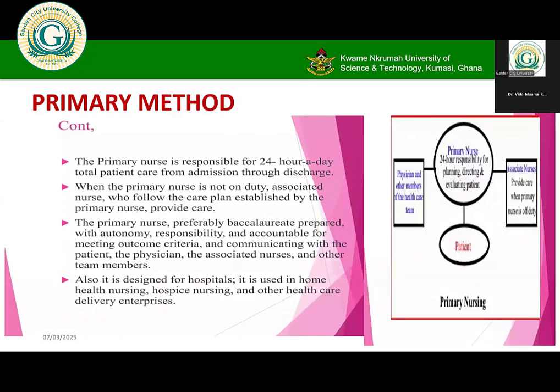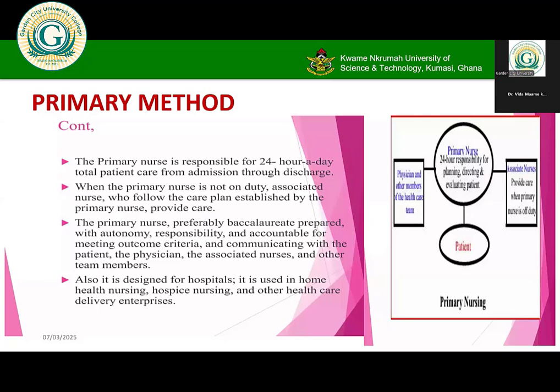So the primary nurse is responsible for 24-hour a day total patient care from admission through discharge. So let's discuss, let's answer this question. If she is responsible for 24 hours, if he or she is not around, you know what will happen? Because the person is also supposed to go and rest.